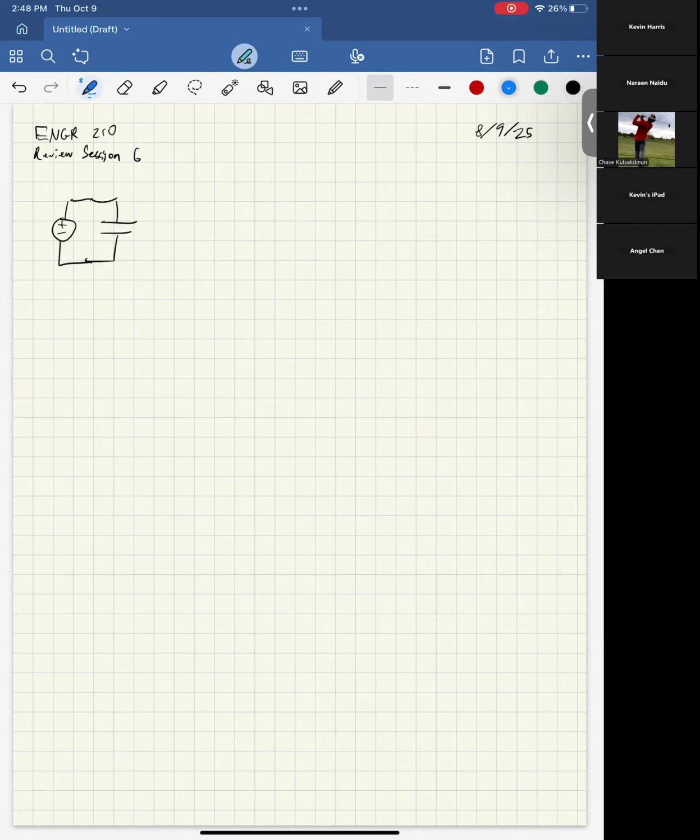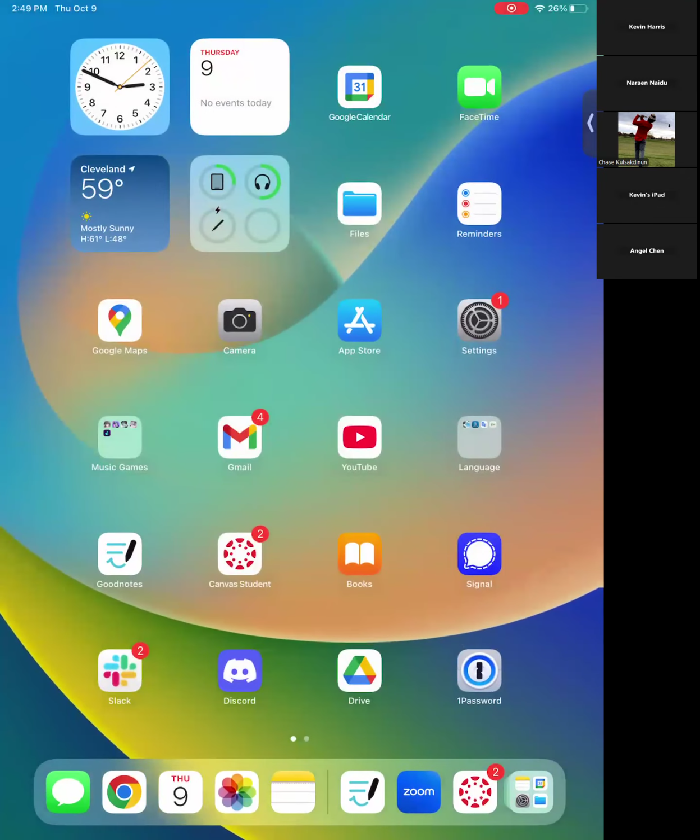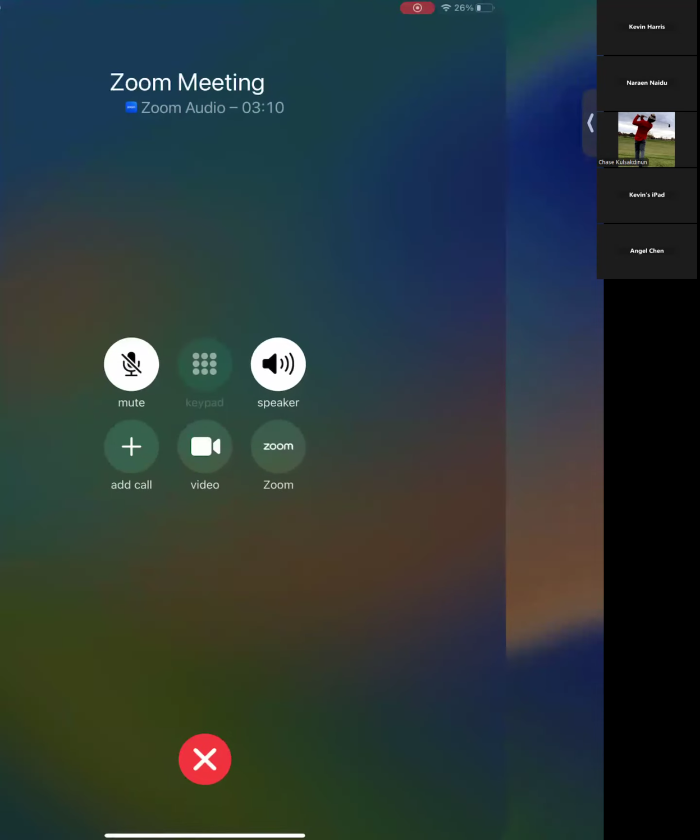Oh my God, my Apple Pencil hates me today. Come on. Why does it do this? It's not even dead, is it? Oh, it is dead. That's bad. Okay. You can't use it while it's charging. Okay, give me a second.